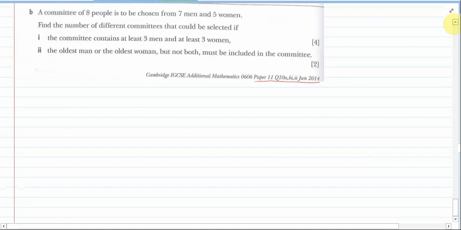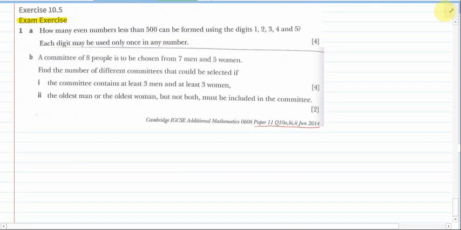In the first part it says, how many even numbers less than 500 can be formed using the digits 1, 2, 3, 4 and 5. Each digit may be used once in any number, and it has a weightage of 4 marks, as you can see here, right? So the numbers we are looking for are less than 500, that means we are looking for 3-digit numbers, but the condition is that it must be even, and lesser than 500, right?